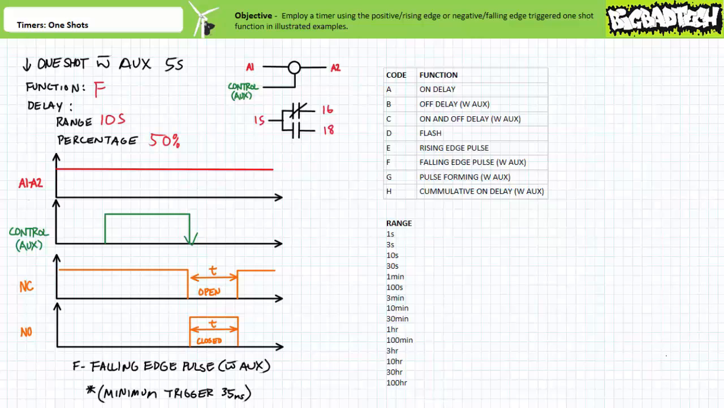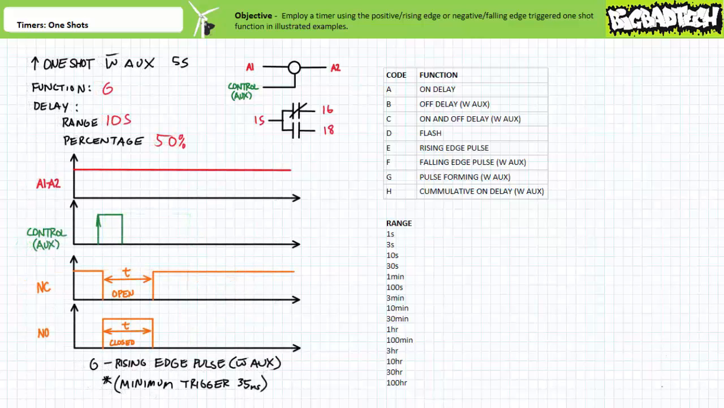If the coil was depowered while this one-shot was in process, it would override the ongoing one-shot. This is kind of equivalent to a reset. Additionally, note that this manufacturer states that the auxiliary controlling input must be present for at least 35 milliseconds for it to register the negative going transition. This particular function is non-retriggerable.